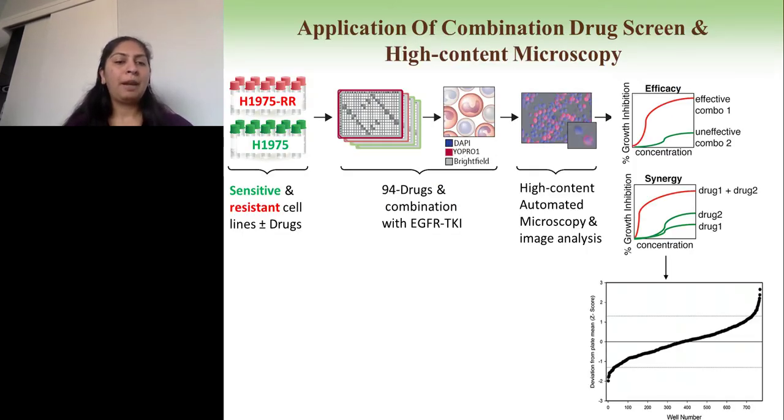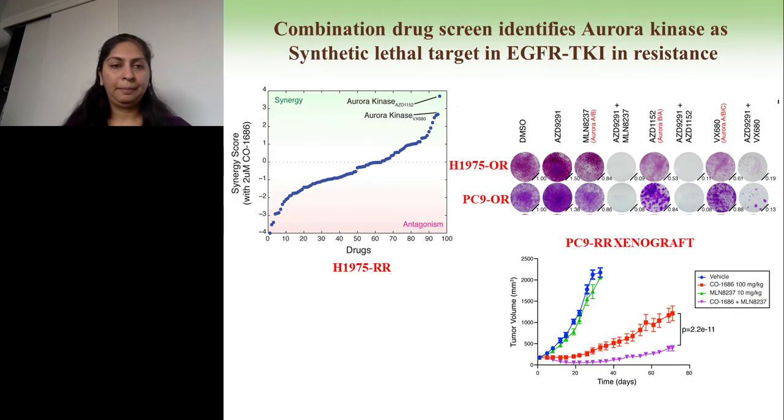So now we take our parental 1975 sensitive cell line and we take the 1975 acquired resistant cell line, and we perform the high throughput screening using a high content microscopy to identify the combination that can induce the maximum synergy in the cells. And we basically create this composite matrix where we can identify the drug that has the highest synergy score, meaning that the combination can induce maximum killing compared to both the monotherapies.